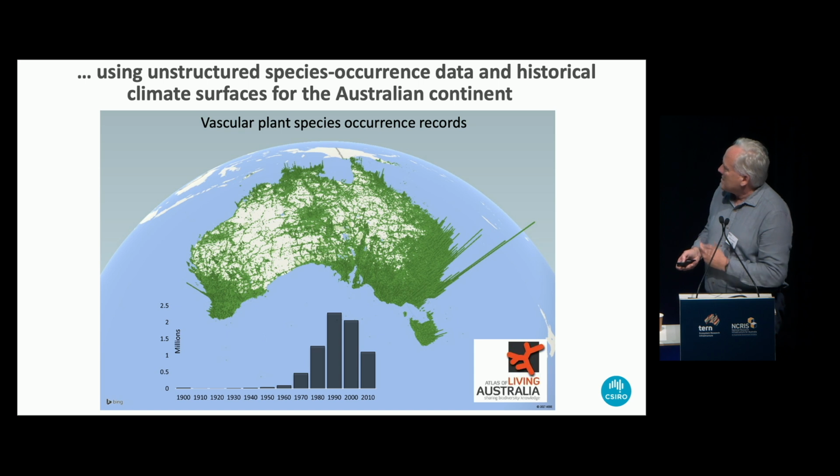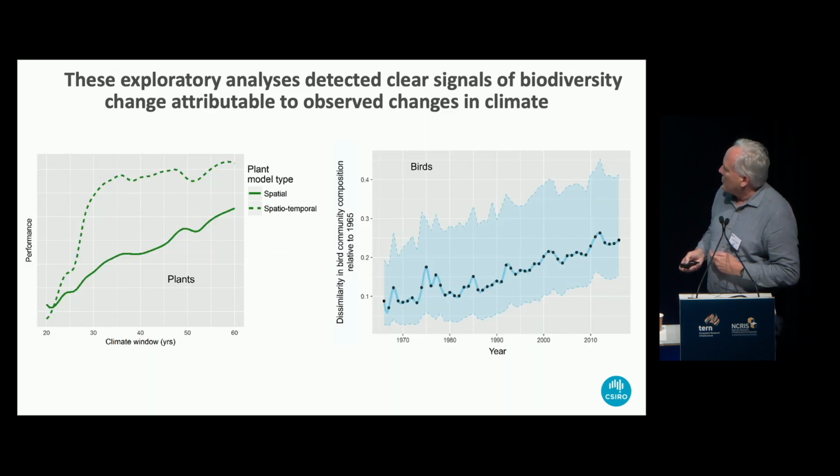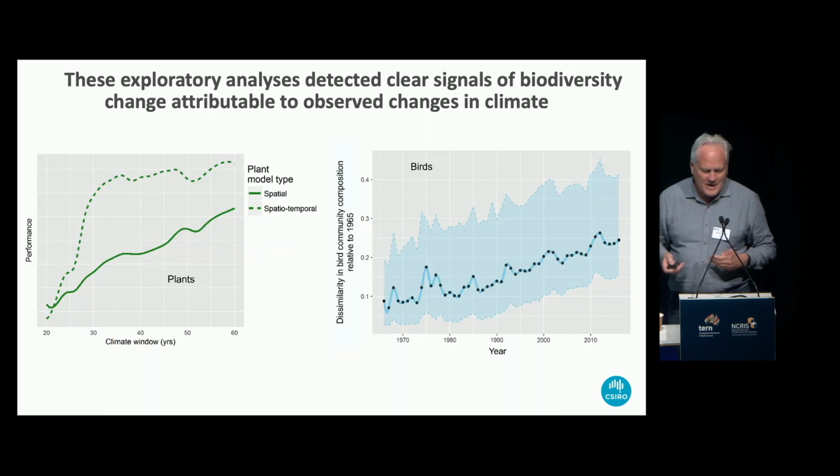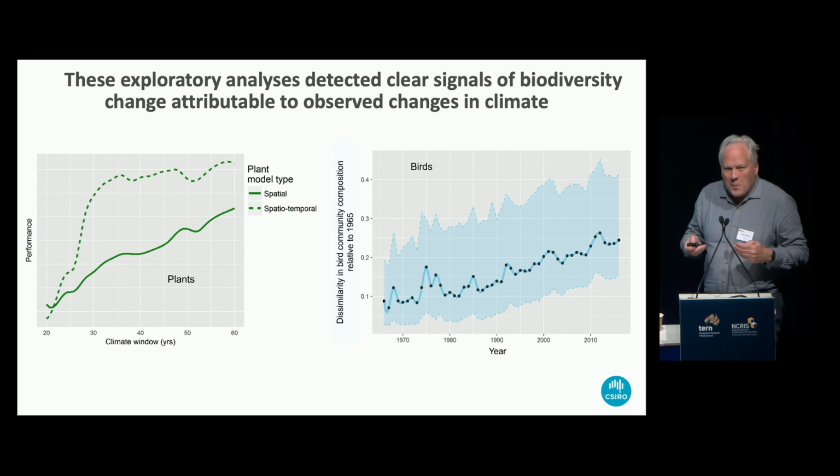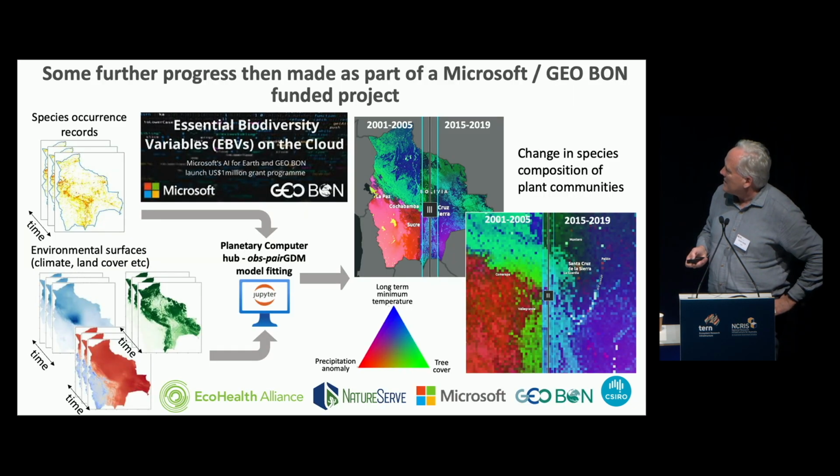So we took masses of data for birds and plants at the time. I won't go into detail on this other than to say that it became clear that this kind of approach did in fact have potential to extract the signal of the impact of climate change on the distribution of plants and animals across the continent, and to extract that from these incredibly noisy presence-only datasets.